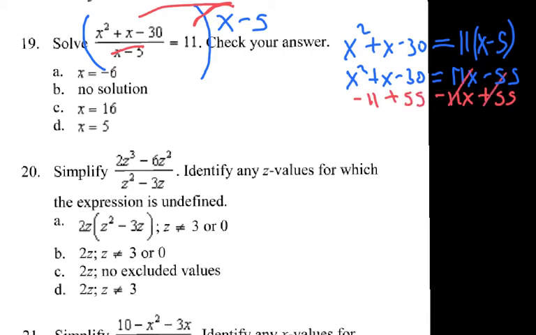So we know this cancels, and we have an x squared minus 10x plus 25. So, and we have a 0.